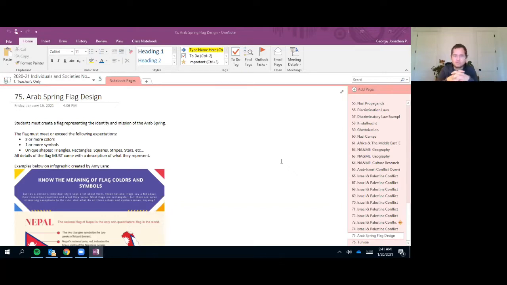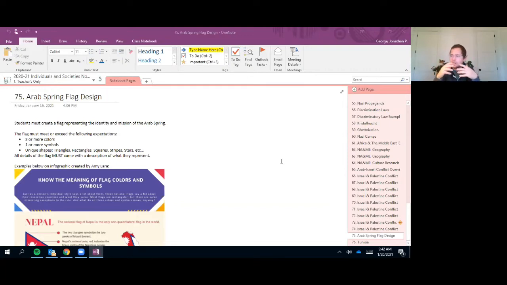So here's, if you just read through page 75 with me here, right? Students must create a flag representing the identity and mission of the Arab Spring. The flag must meet or exceed the following expectations: 3 or more colors, 1 or more symbols, and it must have unique shapes: triangles, rectangles, squares, stripes, stars, are just some examples of unique shapes.